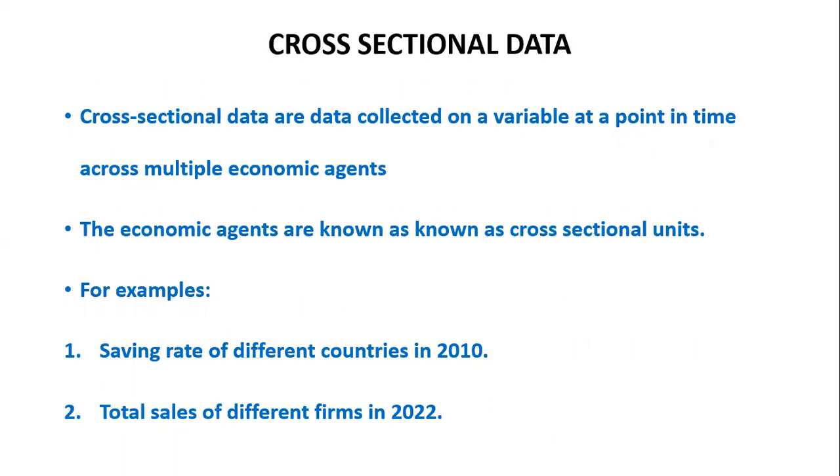Number 2, cross-sectional data. Cross-sectional data are data collected on a variable at a point in time across multiple economic agents. The economic agents are known as cross-sectional units. For example, one, saving rates of different countries in 2010. Two, total sales of different firms in 2022. Those two are examples of cross-sectional data.